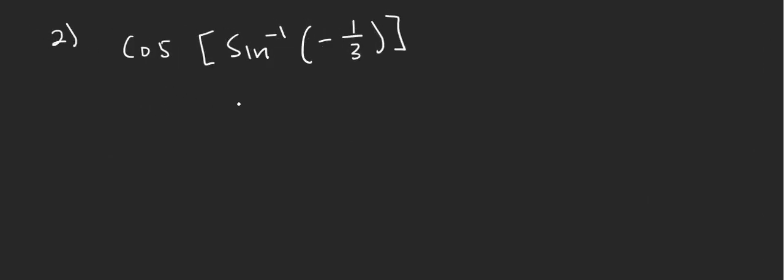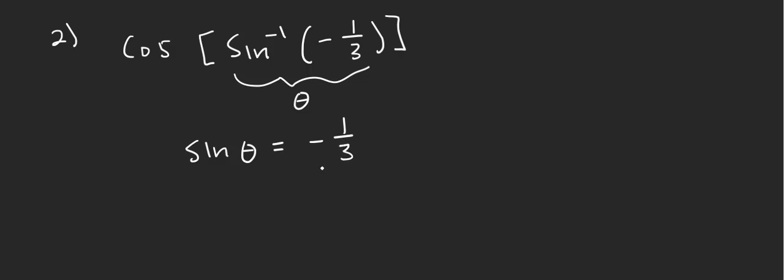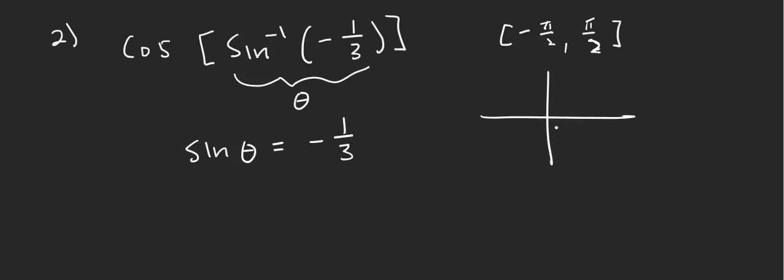Now, let's take a look at number 2. You have cosine of inverse sine of negative 1/3. This thing right here represents some theta, some angle. We have to find sine of what will equal negative 1 over 3. Again, the restriction of inverse sine is from negative pi over 2 to pi over 2. In order for sine to be negative, it has to be in the fourth quadrant because of the restriction.